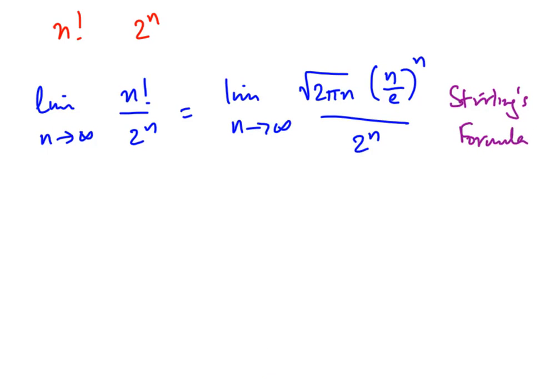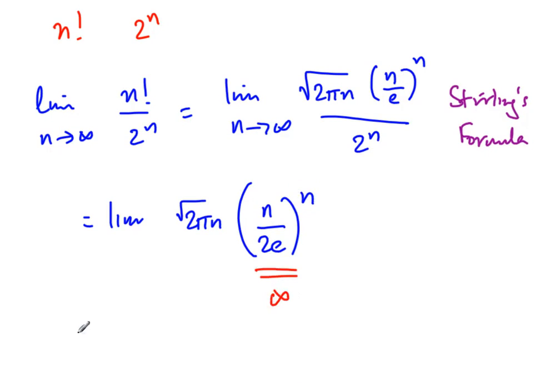And now once we have Stirling's formula, the rest follows quite easily. We can just do some simplification. We can simplify this whole thing and we can get limit and we can pull this numerator factor out. And now we have n to the n, e to the n, 2 to the n, so we can simplify this whole thing as n divided by 2 times e, the whole to the n. And now what's going to happen is that this term is going to go to infinity. So the answer is infinity.